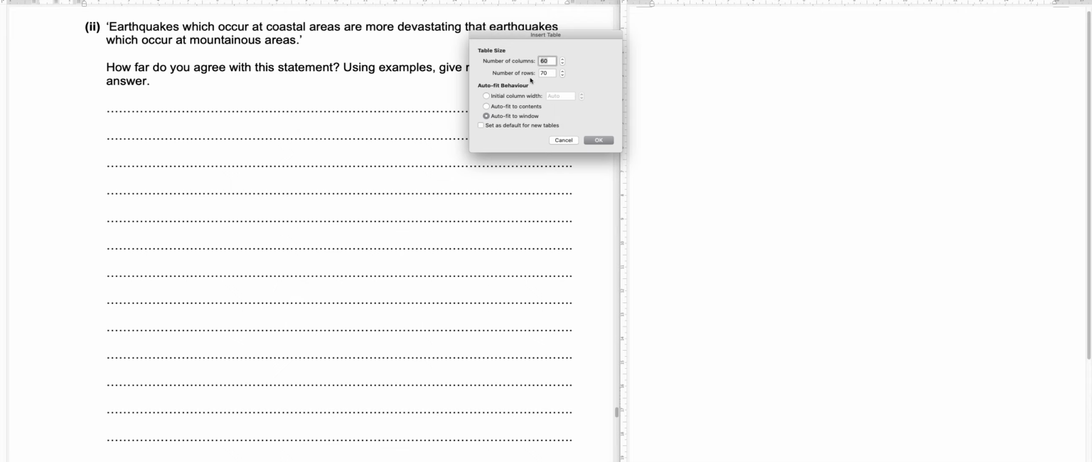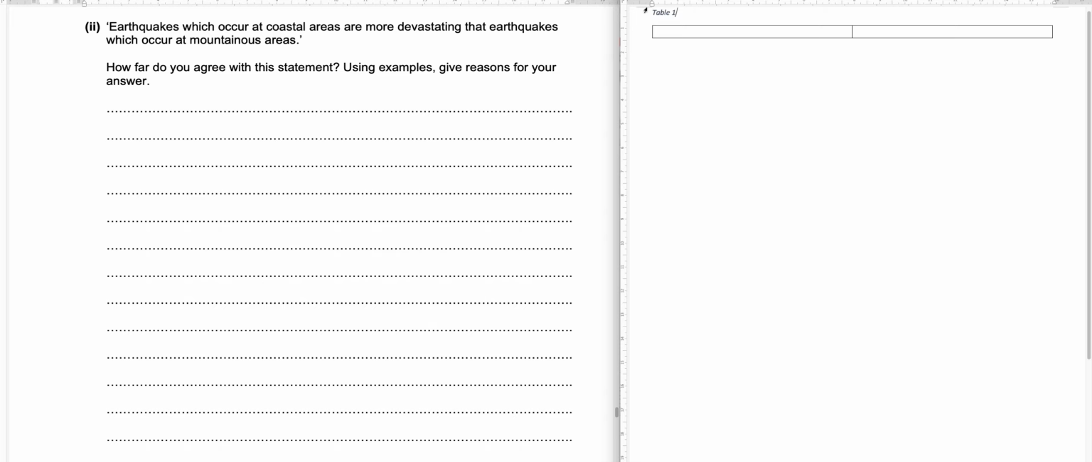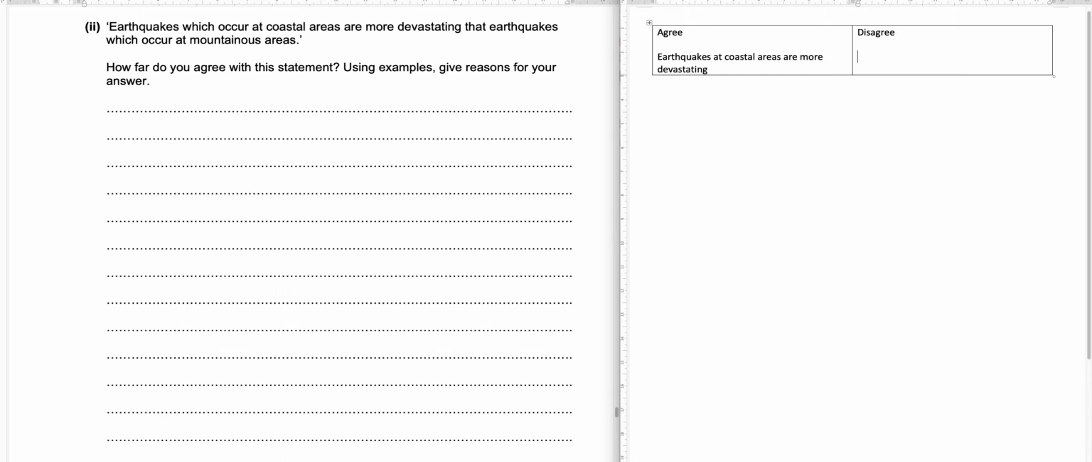Okay, so let me insert a table. Remember, if you can't decide which stand, it's fine. You just need to plan what are the two sides to argue first. If you agree with the statement, it means that you feel that earthquakes at coastal areas are more devastating. And if you disagree, it means that you feel that earthquakes at mountainous areas are more devastating.